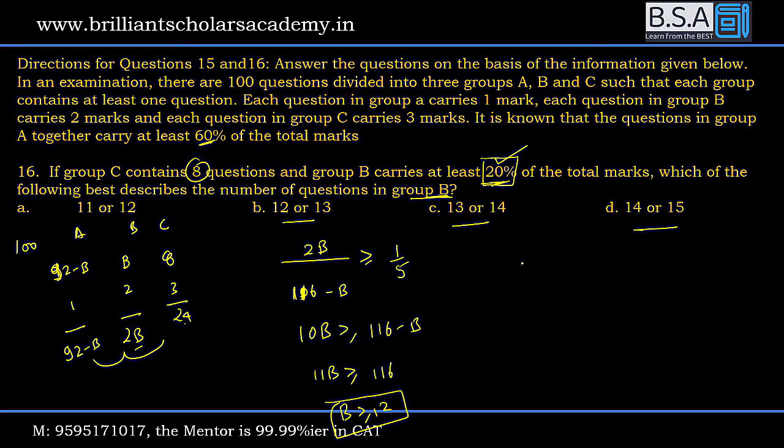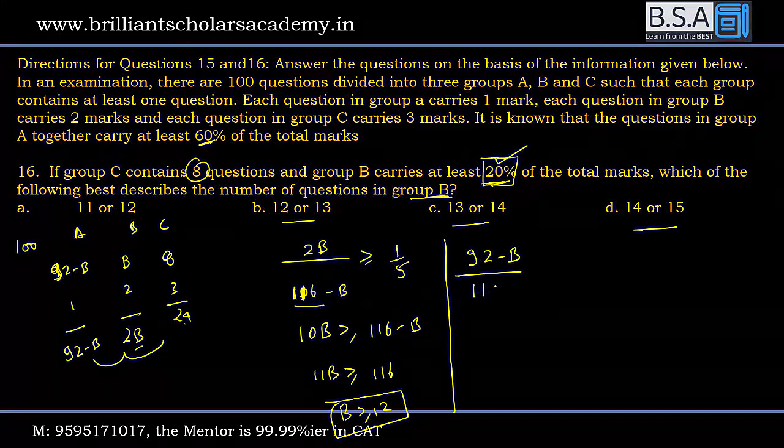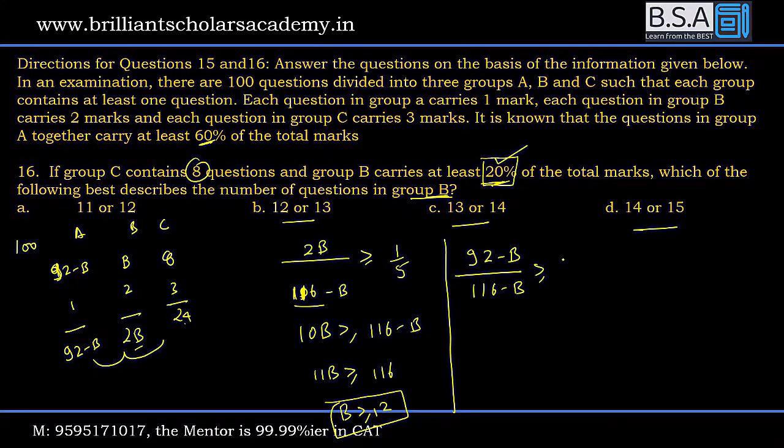Now I'll focus on A. The marks of A are 92 minus B, divided by total marks, so the same. Total marks will be 116 minus B. This needs to be minimum 60%. 60% is 3 by 5. So you will get both the upper and lower limits. You'll have your answer pretty soon. Cross multiply. 460 minus 5B more than or equal to 232 minus 3B.